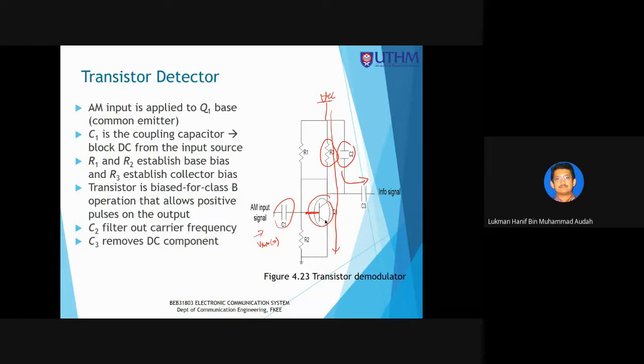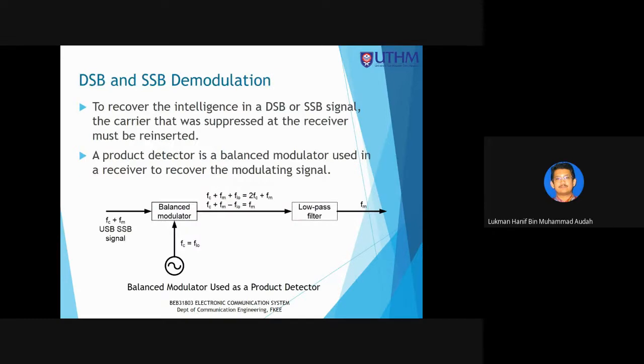Okay, and then we have a C3 capacitor. Again, C3 capacitor is to remove the DC bias. Okay, so that the output signal drops at the x-axis. Okay, kita turunkan dia punya DC level kepada kosong. So we remove the DC voltage. So it is centered as a x-axis. Okay, so ini transistor detector.